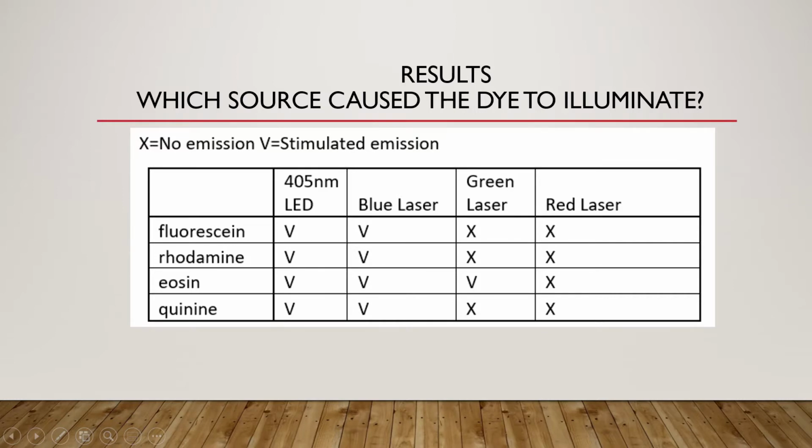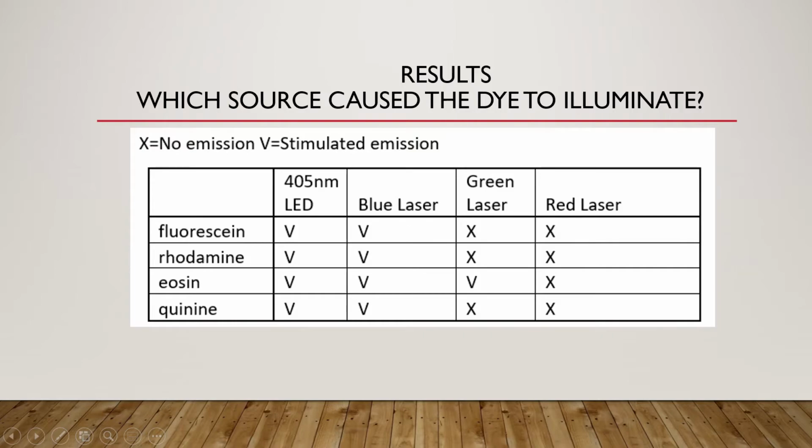A little about the results. This table shows, as expected, that the 405 nanometer LED caused stimulation in all of them. The red laser, the long wavelength, was not enough energy to stimulate emission in anything. And as far as the green laser, it didn't for the most part, except it did stimulate eosin, which gave a yellow emission. And lastly, the blue laser was actually 405 nanometer like the LED, so that was not valuable data.